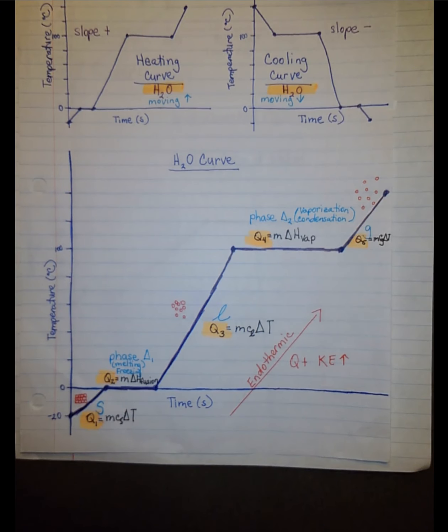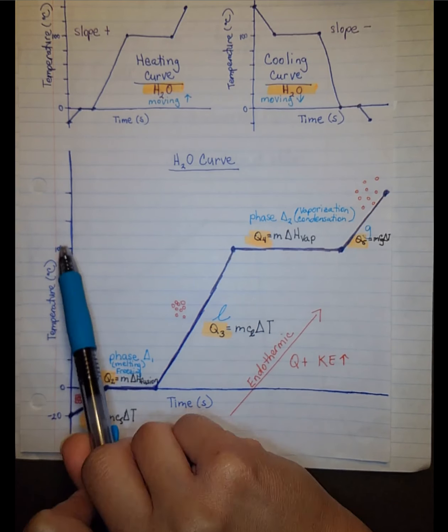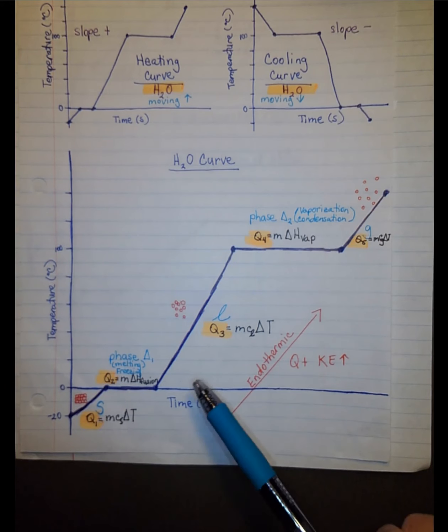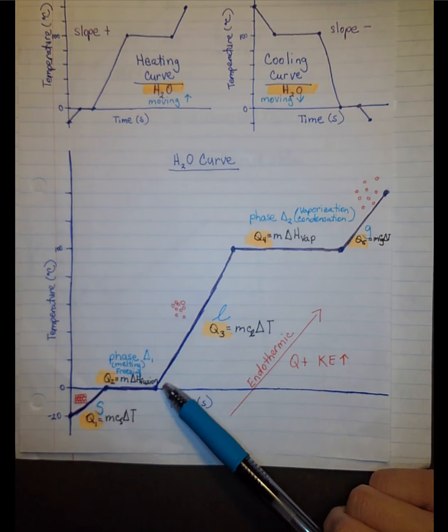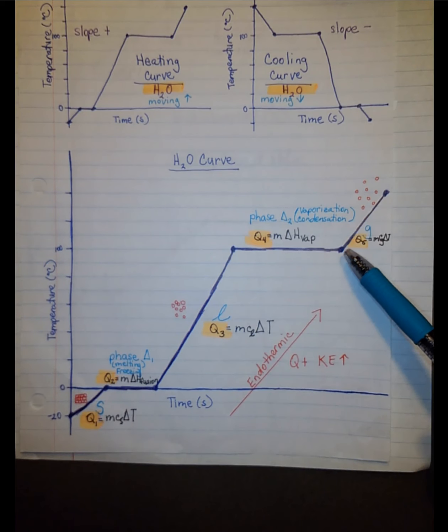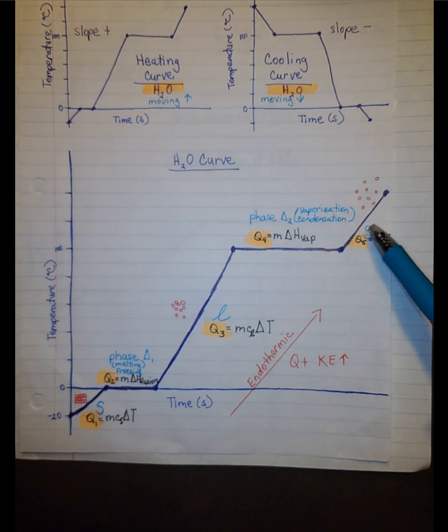Now, if we look at the first diagonal line right here, right next to your y-axis, we say that this is where the first state of matter, solid, is occurring. The second diagonal line is where the second state of matter is occurring, which is a liquid, and then you have your third diagonal line where the third state of matter is occurring, which is a gas.